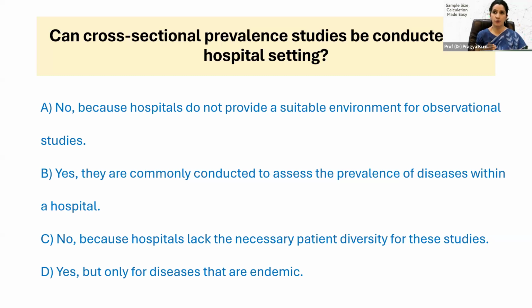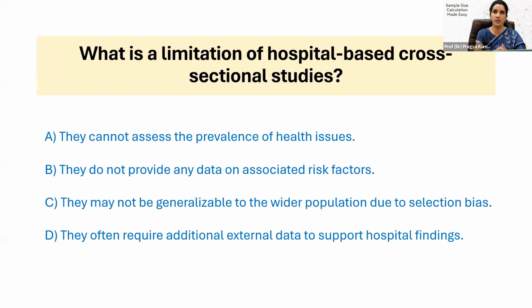But that is not true. So you are right that yes, it is commonly conducted to assess the prevalence of disease in a hospital. Definitely, it has got some limitations, and we'll see what those limitations are. So if you are doing a prevalence-based cross-sectional study, what is a major limitation? Yes, one participant is writing proportion.